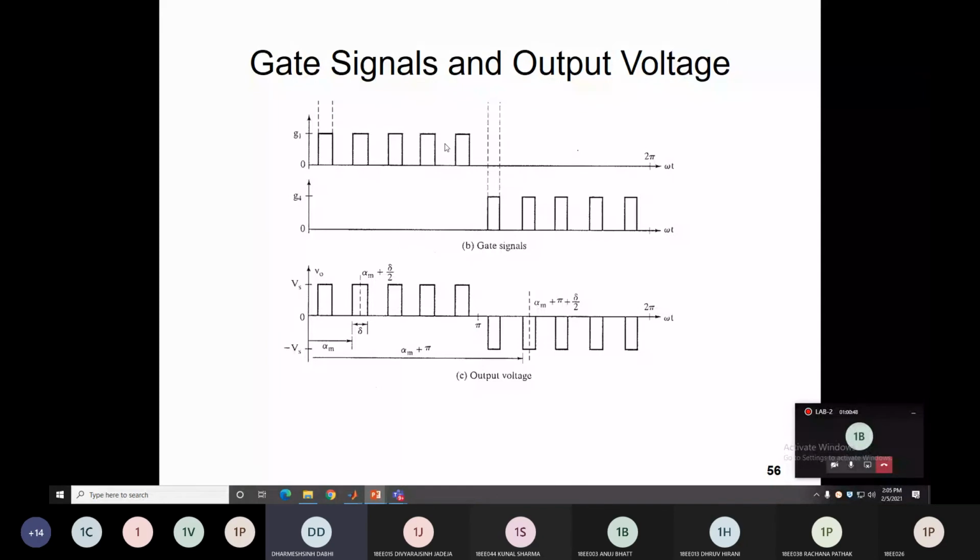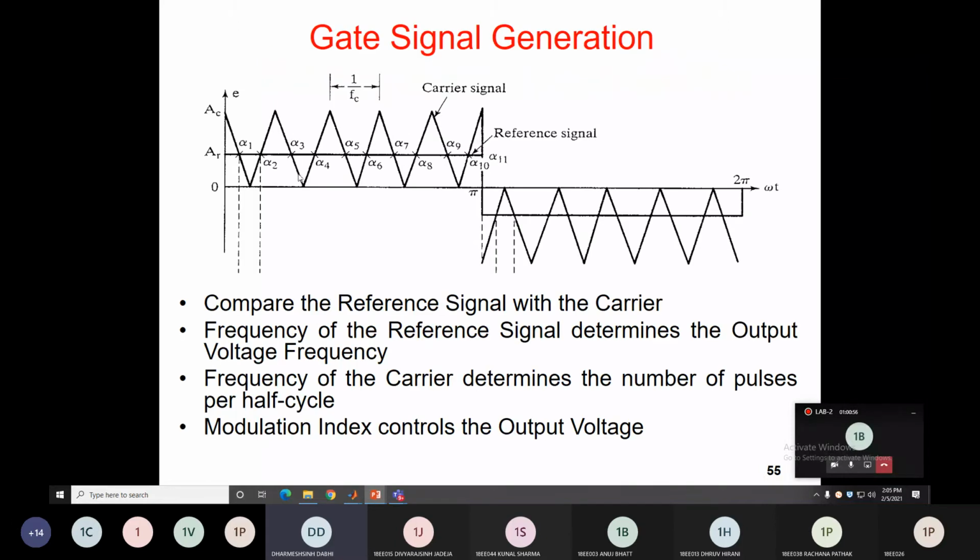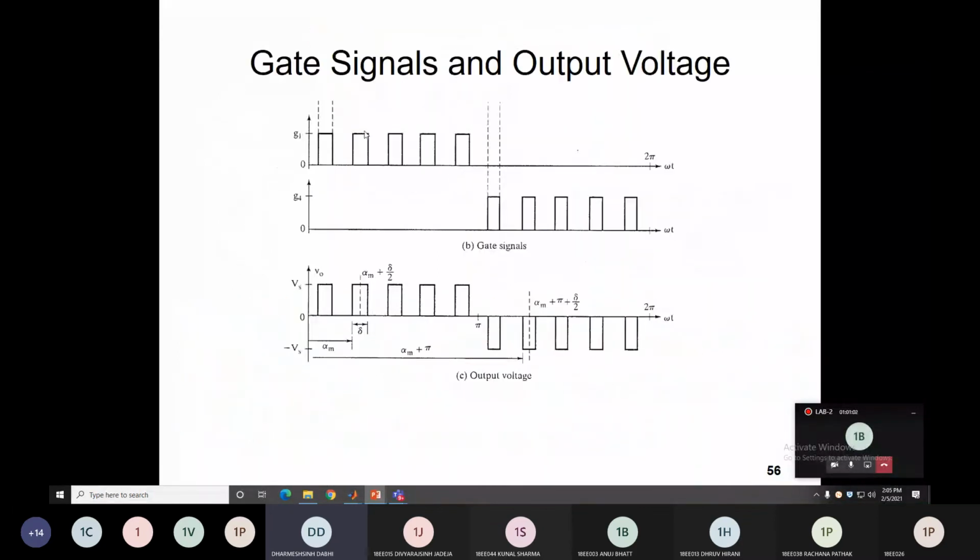Yes, sir. Here you can see that you get the output pulses in the voltage of the same width. Clear? Because here you compare your triangular wave with the square wave, so you get the same width of the gate pulse. That's why you get the same width of output voltage at the output side. You can see that in the positive and negative cycle, you get the same width of pulses.